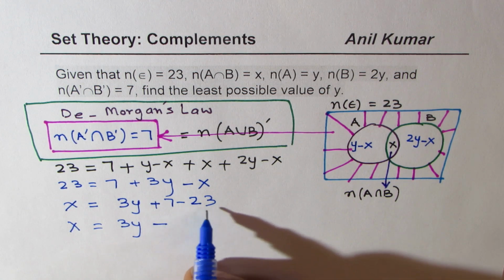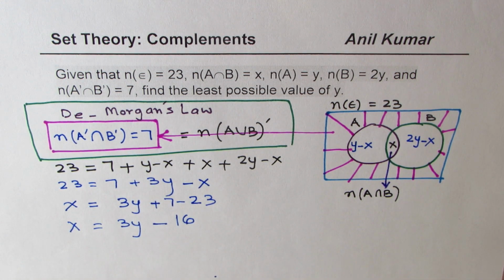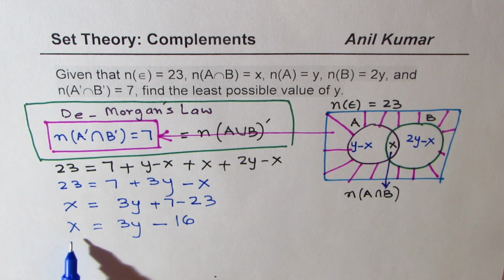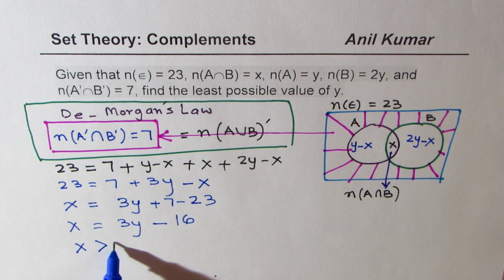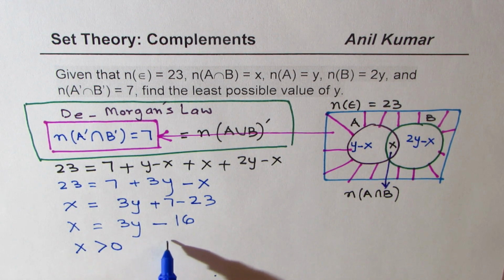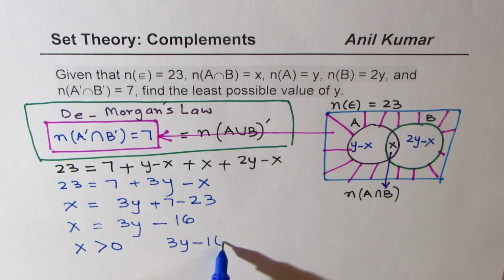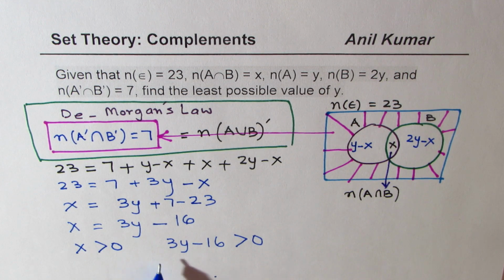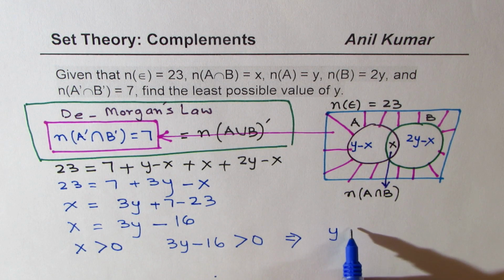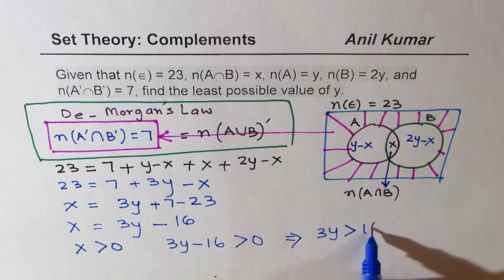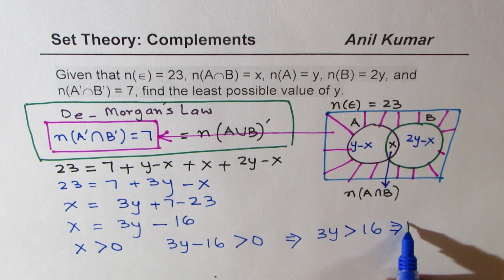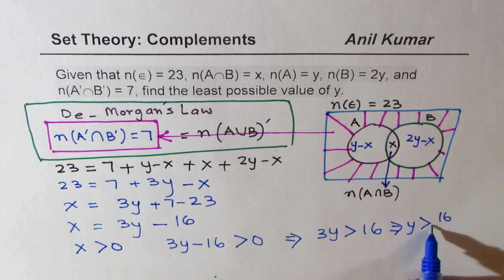So X is equal to 3Y minus, so 23, if you take away 7, you get 16, right? Minus 16. Now the number of elements cannot be negative, correct? So the X value has to be positive. So X has to be greater than 0. That means that 3Y minus 16 should be greater than 0. Do you get the idea? So from here we can get the least value of Y. So this implies that if I take 16 to the other side, we get 3Y is greater than 16, or that Y is greater than 16 divided by 3.